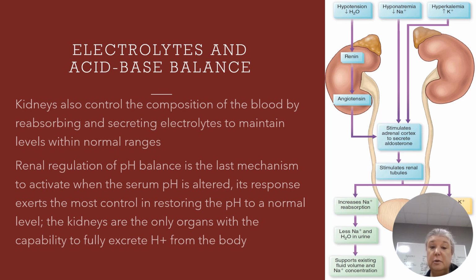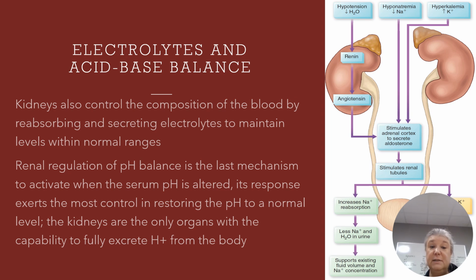So the rate of reabsorption and secretion of each electrolyte is dependent on the concentration of that electrolyte in the serum. When a higher than normal electrolyte is detected, the kidneys act by increasing the secretion of this electrolyte. Likewise, when a specific electrolyte level is lower than normal, the kidneys increase the reabsorption of that electrolyte to restore homeostasis.